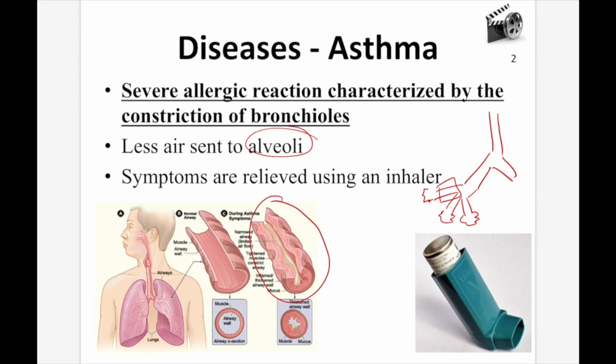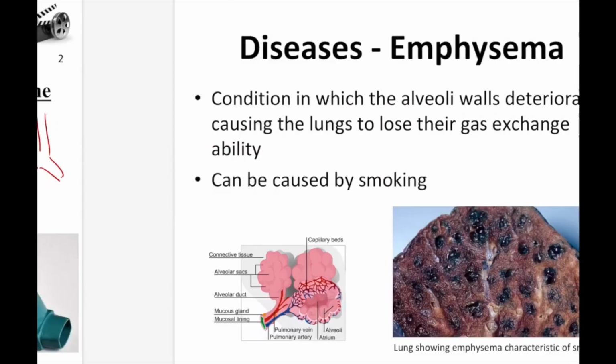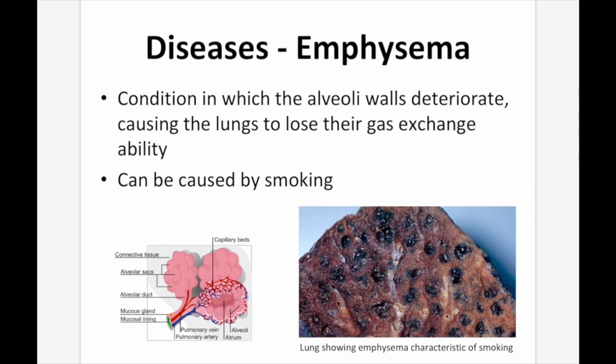Now, how do we relieve the symptoms of an asthmatic attack? Well, they're relieved using an inhaler. The inhaler is going to act to dilate the bronchioles, causing them to get wider, allowing air to pass back and forth again. Emphysema. Emphysema is a condition in which the alveoli walls deteriorate, causing the lungs to lose their gas exchange ability.